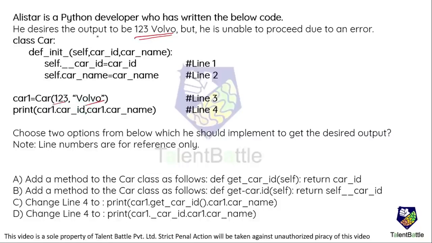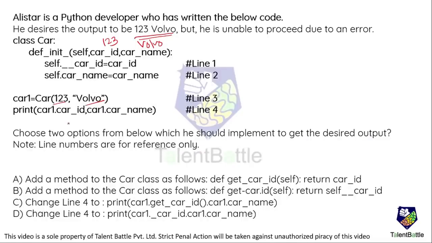So 123 will be my car ID, so it will hold this value, and car name will be my Volvo, right? And within the print statement we are working on these cases of car1.car_ID and car1.car_name. So the question is, choose two options from below which you should implement to get the desired output, and the note is given like line numbers are for reference only.